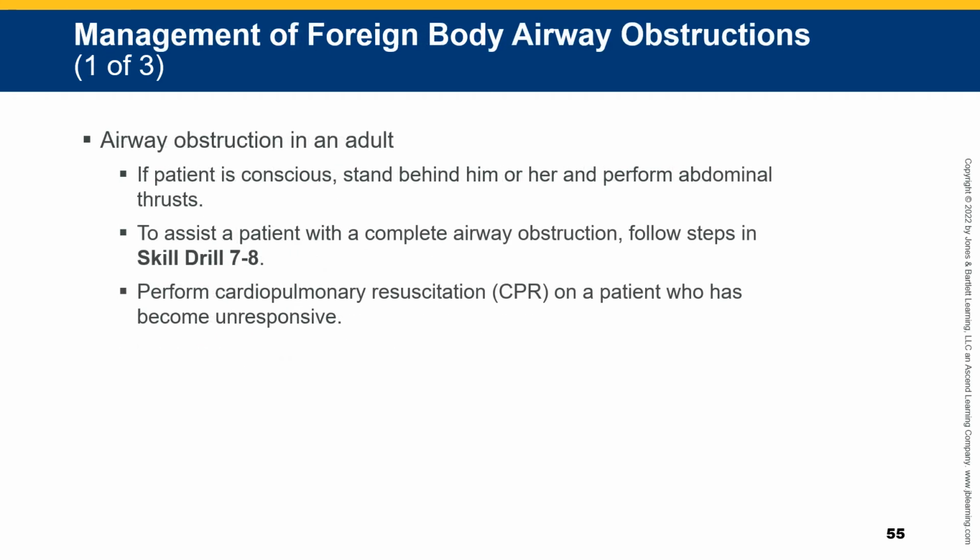Now we're going to talk about management of foreign body airway obstructions. Relieving a foreign body airway obstruction requires no special equipment. If there's an airway obstruction in an adult and the patient is conscious, you want to stand behind the patient and perform abdominal thrusts while the patient is standing or seated in a chair. To assist a patient with a complete airway obstruction, you need to follow the steps in Skill Drill 7-8. Performing cardiopulmonary resuscitation or CPR on a patient who has become unresponsive has the same effect as performing the Heimlich maneuver on a conscious patient.